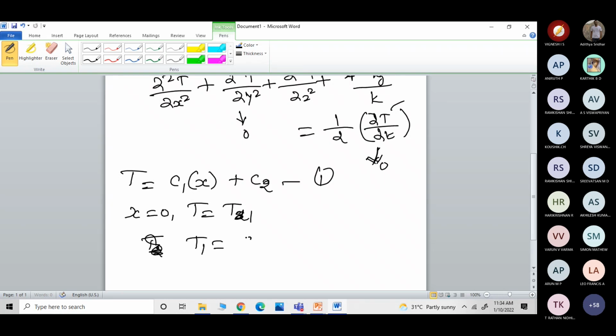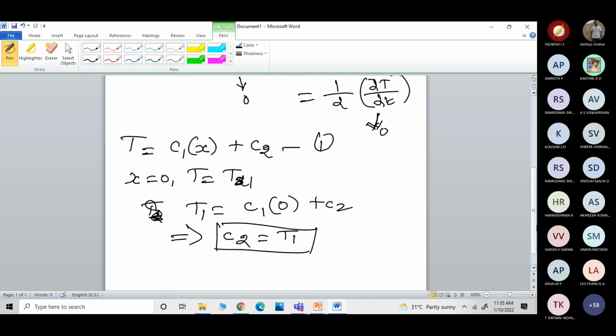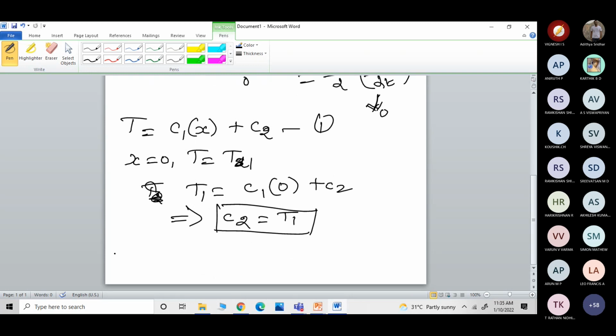T1 is equal to C1 into 0 plus C2, which implies C2 is equal to T1. Am I correct, students? Yes, sir. Simple mathematics. Similarly, apply the second condition. At x equal to L, T equal to T2. Which implies, when you substitute that in the equation, T2 is equal to C1 into L, that is, C1 with x equal to L, plus C2. And already we know that the value of C2 equal to T1.